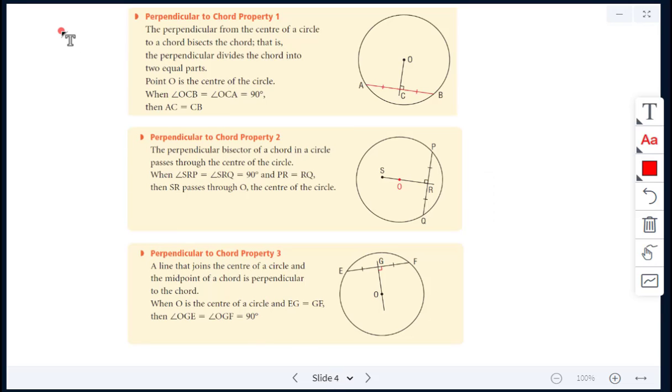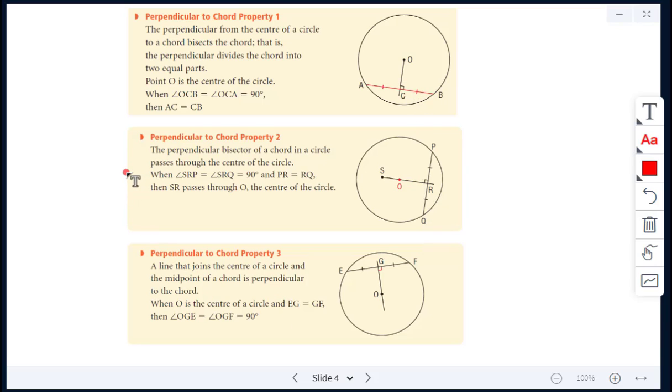So this is just going over the chord properties that we just talked about. The perpendicular from the center of a circle to a chord will bisect the chord, meaning the perpendicular line will divide the chord into two equal parts. So this was the chord here. This is the perpendicular bisector from the center to the chord, and the chord has been now split into two equal parts. And we have that 90-degree angle formed there.